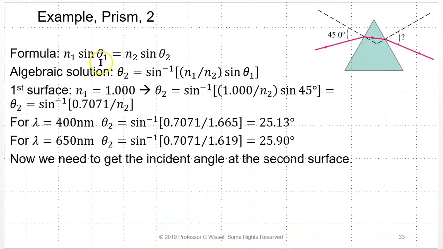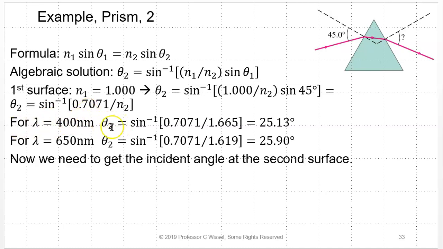We have N1 sine theta 1 equals N2 sine theta 2. So theta 2 is going to be the inverse sine of N1 over N2 times sine theta 1. At the first surface, N1 is 1, so we can plug that in here, and we also know the angle is 45 degrees. We can reduce that to this: theta 2 equals the inverse sine of 0.707 divided by N2.